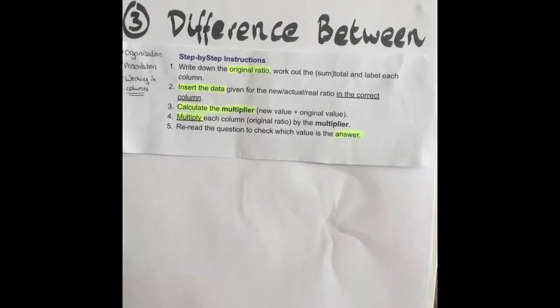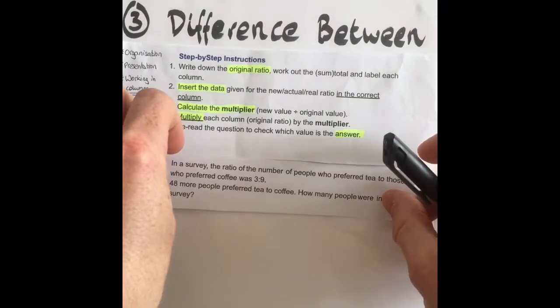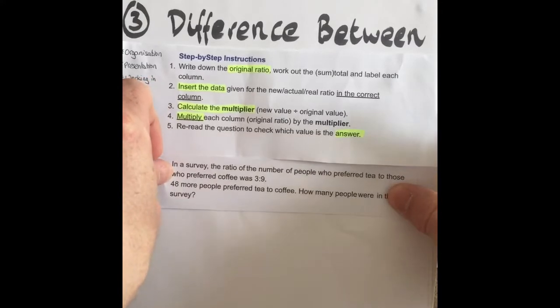So this is the third lesson on ratio, the difference between. It's always a very popular one for examiners to give, and on the 13 plus ICB paper, it's nearly always the last question on ratio that they ask you. So what does it look like? Here we've got an example from Corbett Maths.